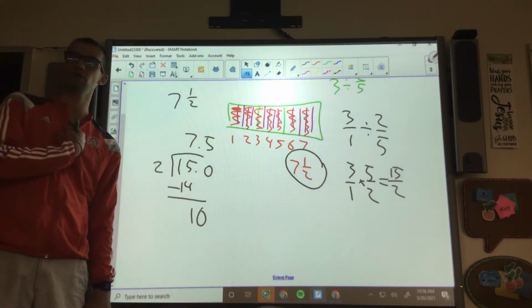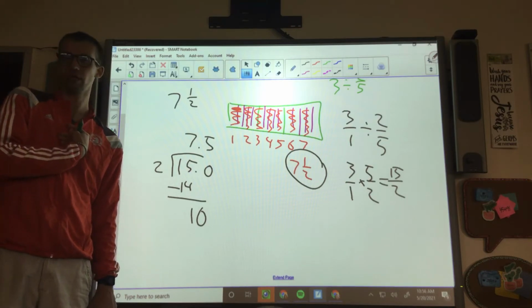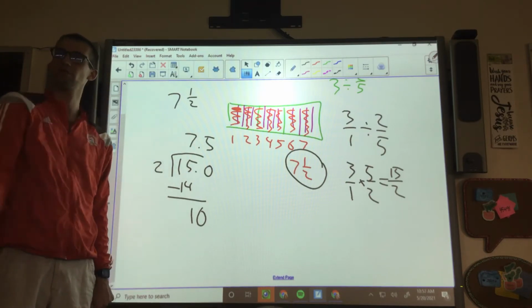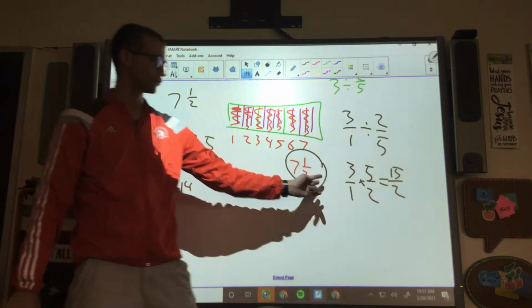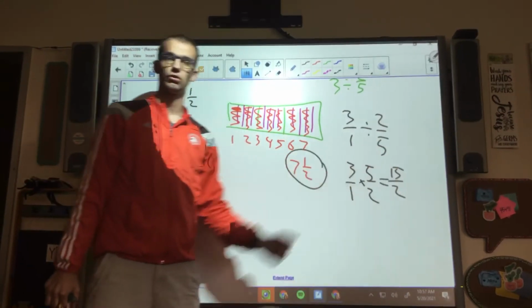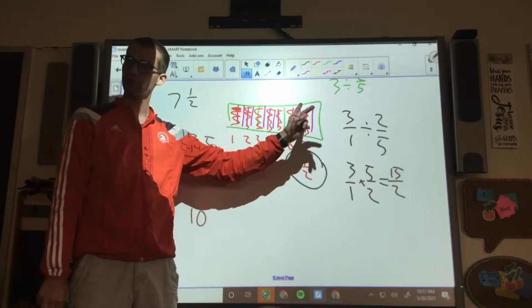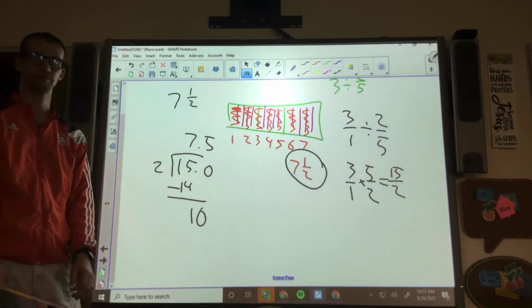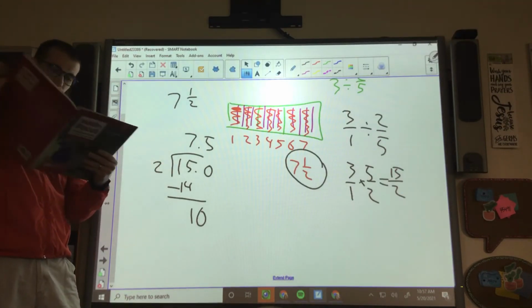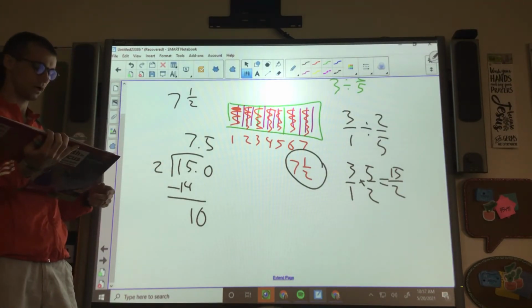Do I care which way you do it? No, I don't care which way you do it. Do it whichever way you feel best. You're eventually going to have to do it this way. This one shows you why it works, and this one shows you what it is. Alright, your turn. Oh, wait, no, we've got to do B.